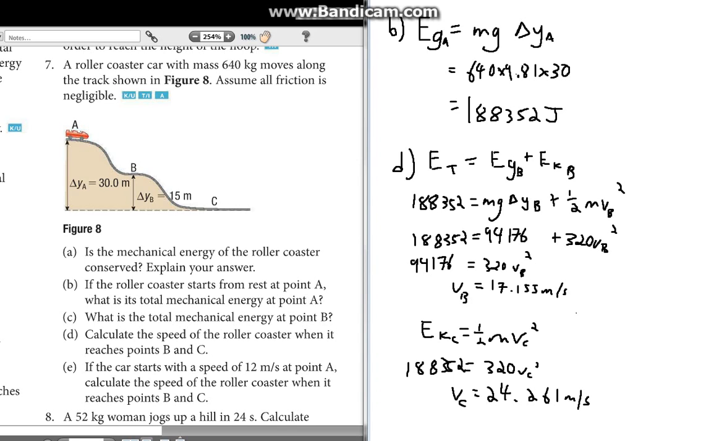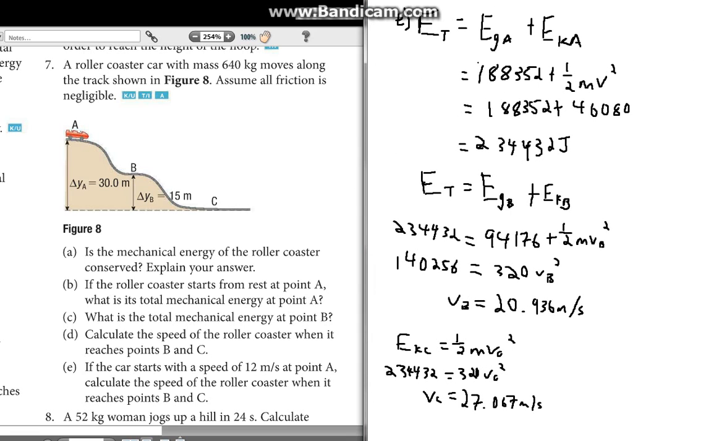With point C, because there's an elevation of 0 from the ground, you'd only have to solve for kinetic energy, or solve using the kinetic energy equation. So you isolate for velocity and you'd get 24.261 meters per second.